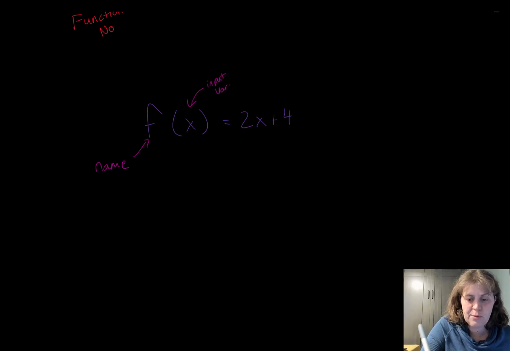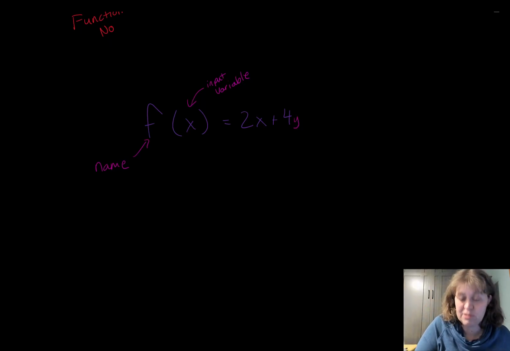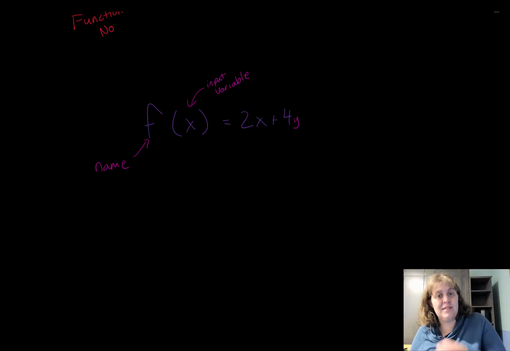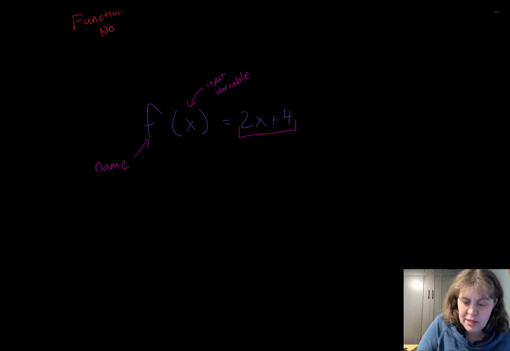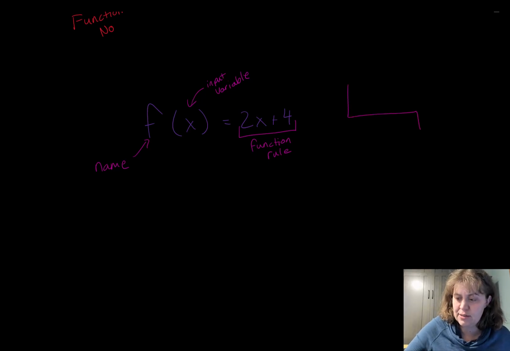This is the thing that we are putting into our function, and it's doing stuff. That's the thing that, as we're going along, we know what we're going to be changing. Because sometimes you'll see something like 2x plus 4y. The x is the thing that's changing. The y would just stick there along for the ride. We're not going to do that right now. And then this right here is known as the function rule. This is the thing that is happening to the inputs of the function. So you can kind of think of functions as a machine.